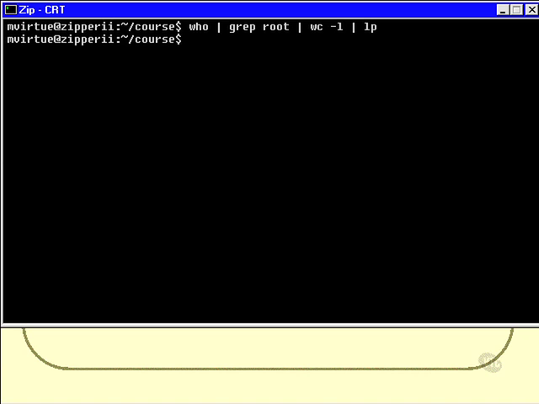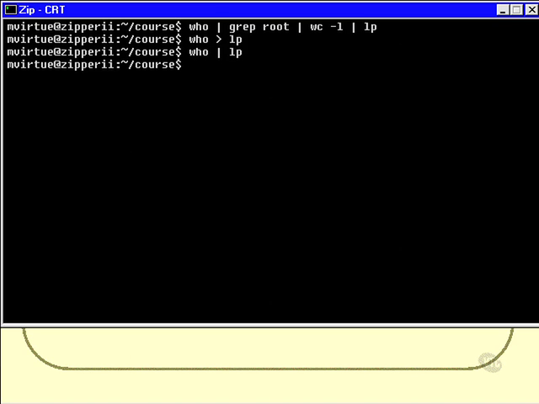I'll leave you with one final question from this module. What is the difference between the following? who greater than lp and who pipe lp? What is the difference there? Have a think about that, and now I'll tell you the answer.